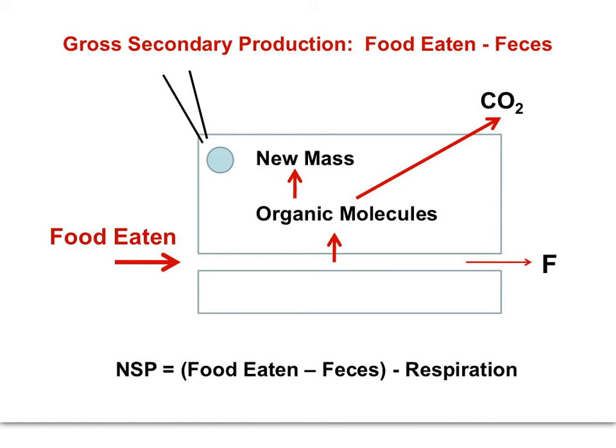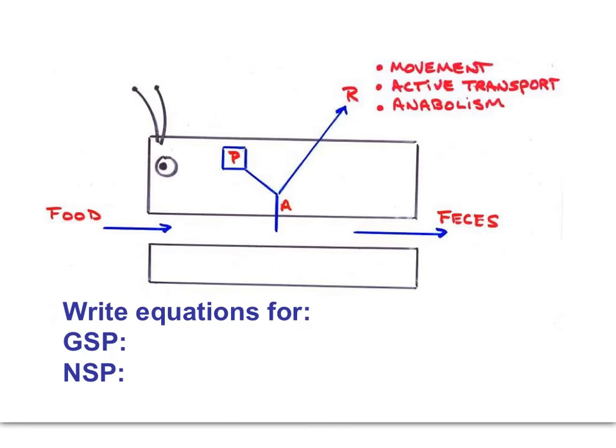Now, net secondary production is the rate of energy storage after respiratory losses. It's the new mass on the animal. The new mass is the energy available to the next trophic level up, including people. The new mass is potentially the sustainable yield for a farming situation involving animals.